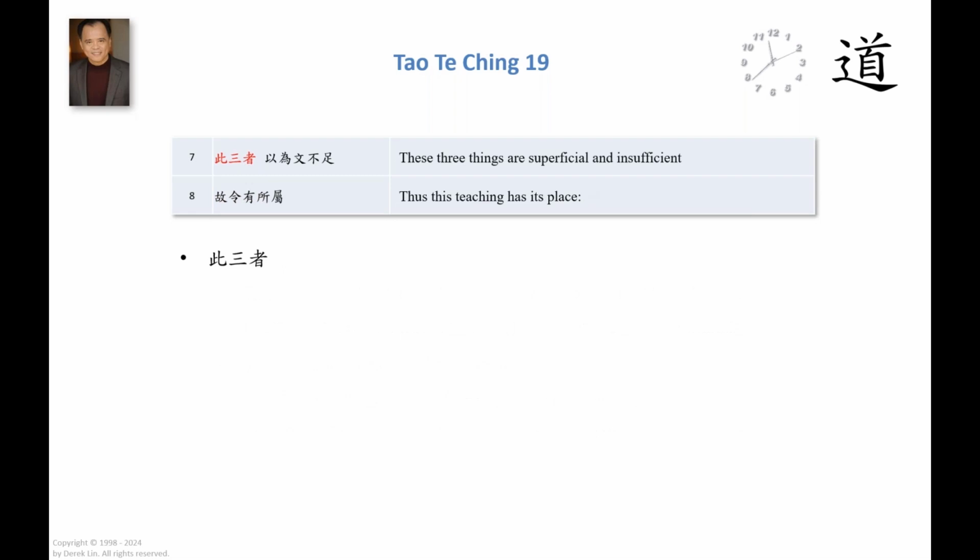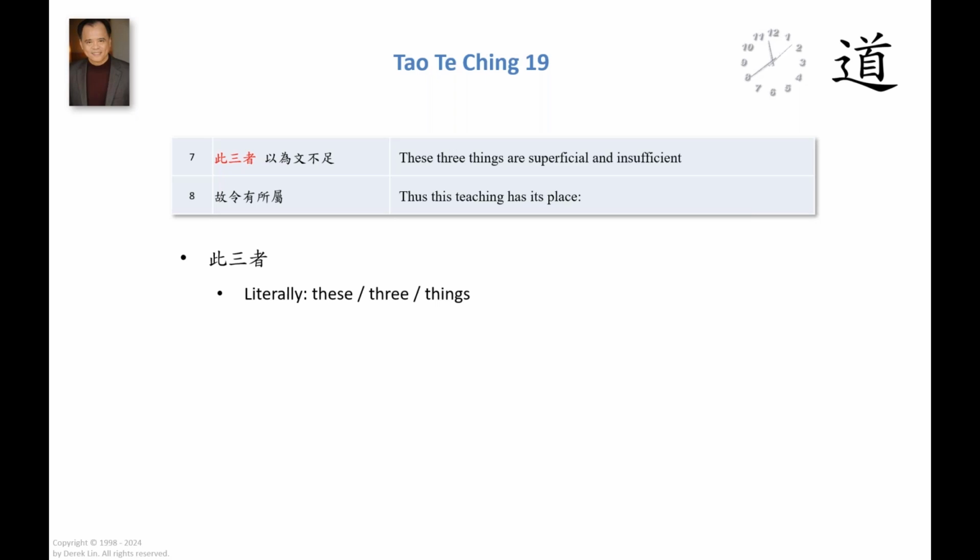Next line. Line 7. These three things are superficial and insufficient. We'll start out by breaking down the characters for these three things. This is actually easy in terms of translation. Three characters. The first one, these. It can be this if contextually the noun is singular. In this case, it is plural. The second character there is the number 3. It's easy to recognize because it is just the three horizontal lines. And then we have things, to wrap it up.